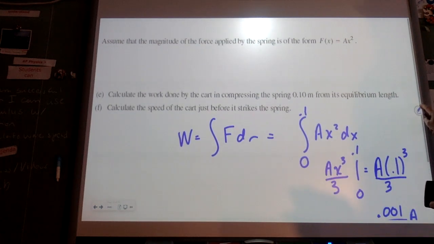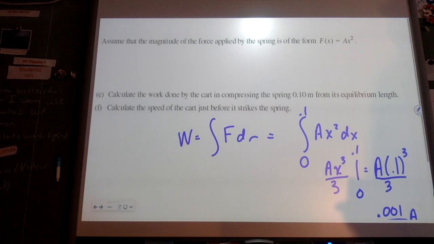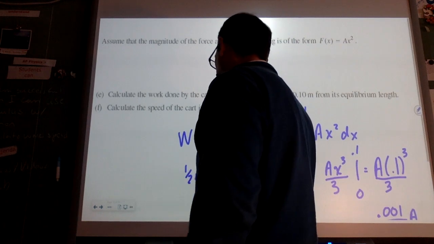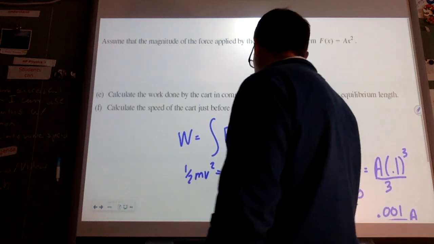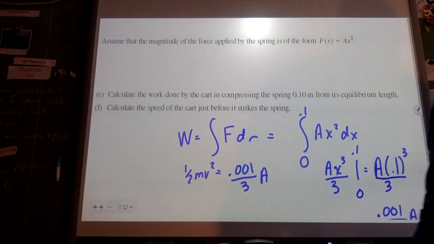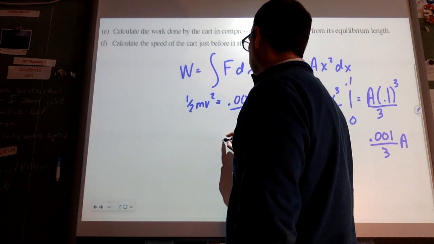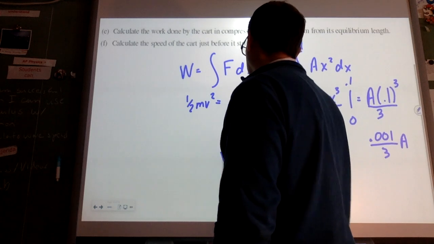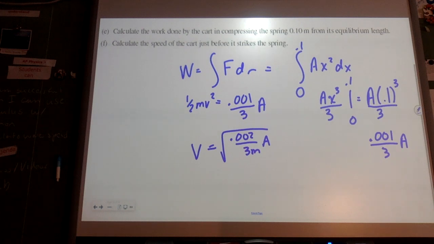Calculate the speed of the cart just before hitting the spring. I feel like I don't know what the mass is, but I can just say that this 1/2 mv squared is going to be equal to 0.001 over 3 times a. So I would just be getting v by itself. I feel like we're missing something in this problem. Or it's parts of 2 different problems. So we would just get v by itself with a square root.